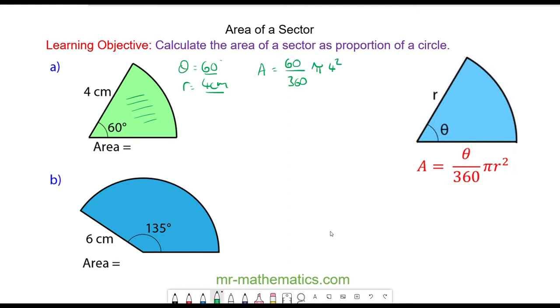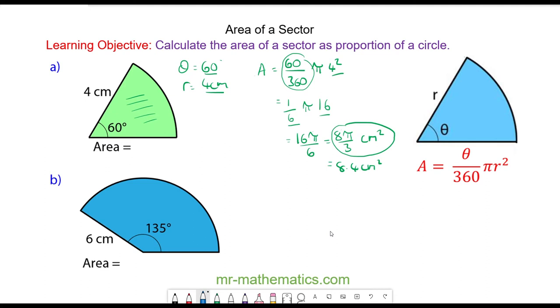Before I approximate the area as a decimal, I'm going to find it as a multiple of pi. To do this, I'm going to simplify this fraction, which is 1/6 of pi, and 4 squared is 16. 1/6 of 16 pi can be written as 16 pi over 6, and this can simplify to make 8 pi over 3. And that would be in centimeters squared. This is the answer as a multiple of pi. We can approximate this as a decimal as 8.4 to 1 decimal place.